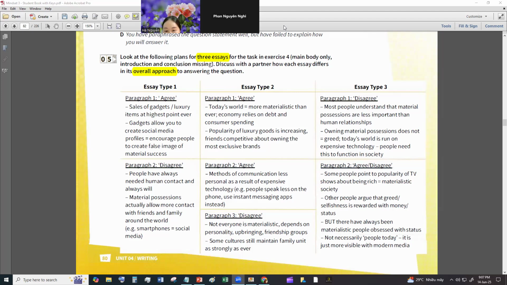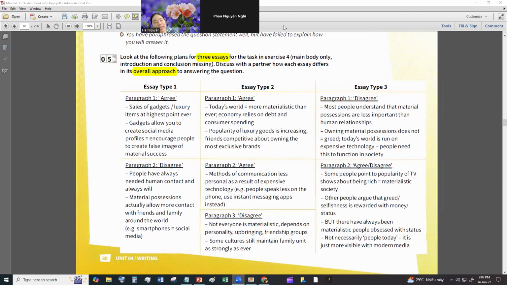I think the writer's opinion is neutral, and they haven't stated their opinion yet, but I think they will do it later on, not in the introduction. Okay, so that's the problem with essay type 1.